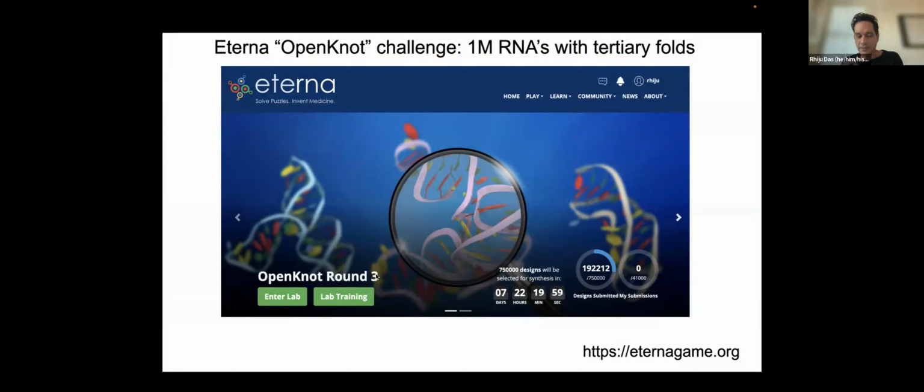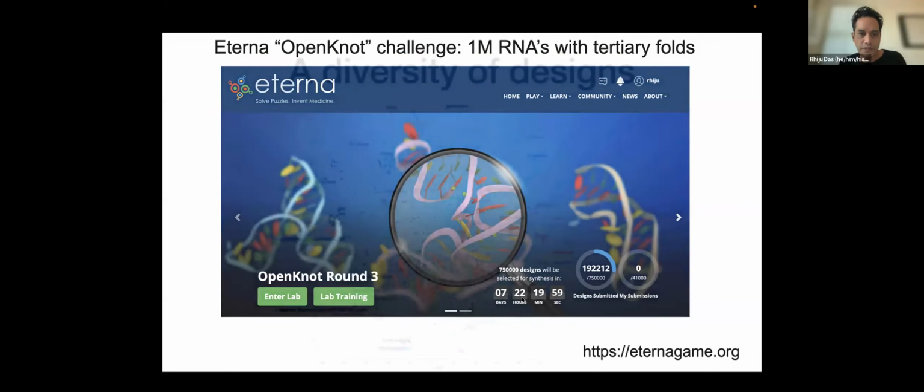We made available in the game a folding engine that tries, not very accurately, to model pseudoknots, which are a kind of complex RNA structure that will probably require understanding 3D folding to design correctly. And in this case, in round 3, we're listing nearly 1 million designs.